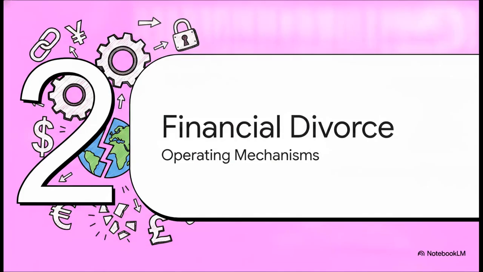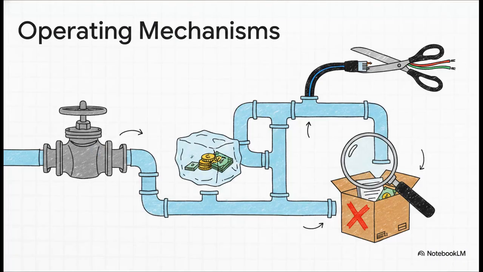Section 2. The mechanics of financial divorce. Okay, let's look under the hood. How do you actually pull an integrated global economy apart? Think of these mechanisms like tectonic plates shifting beneath the surface. First, you have capital controls. Governments pass strict laws limiting how much foreign currency can enter or leave, which instantly restricts your ability to move investment money across borders. Next, sanctions and asset freezes.